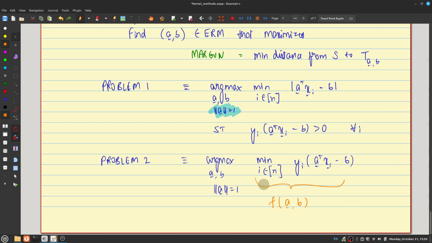So in general, this quantity f of a comma b for an arbitrary a comma b is not going to be the distance between the hyperplane and the training set. You're perfectly correct. So I can't really interpret this exactly as maximizing the margin, because this does not give me the margin for every a comma b. For certain a comma b, this actually gives me the margin, but for some a comma b, it does not. The point is that the solution to this problem is equal to the solution to this particular problem. That is all that I'm trying to claim.